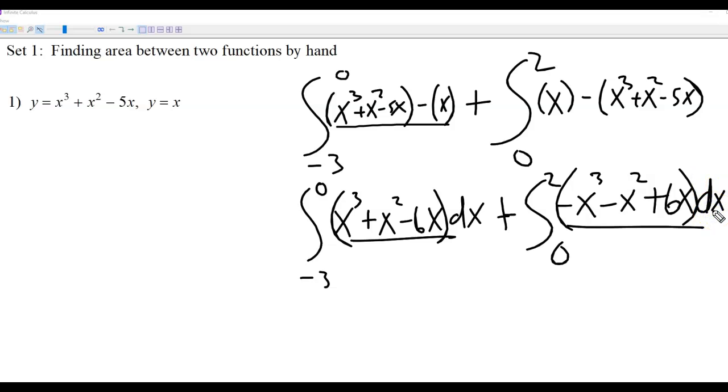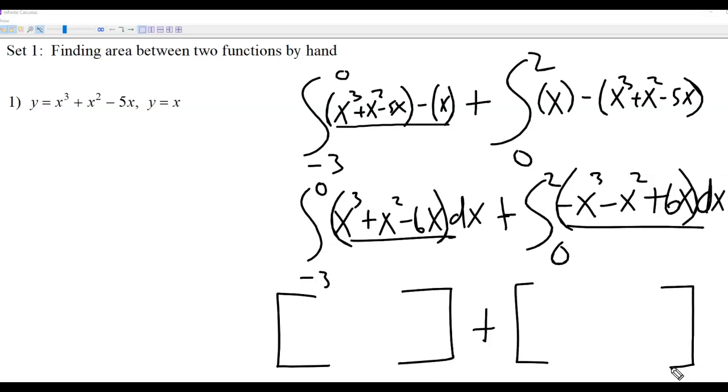Okay, so there's the simplified version. Now what we do after this is we're going to go ahead and integrate. Once you integrate, the integral symbol goes away and we replace it with brackets instead. And our numbers switch sides. We put the negative 3 and 0 on the right side now, 2 on that right side. And now we're going to integrate each piece.